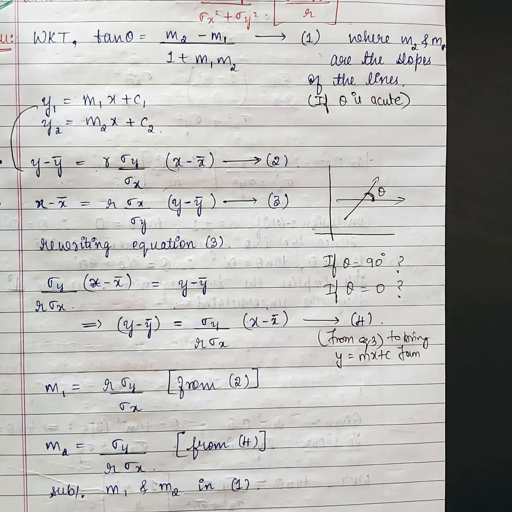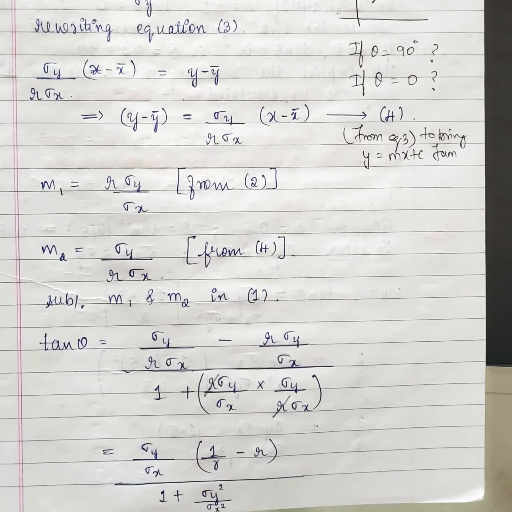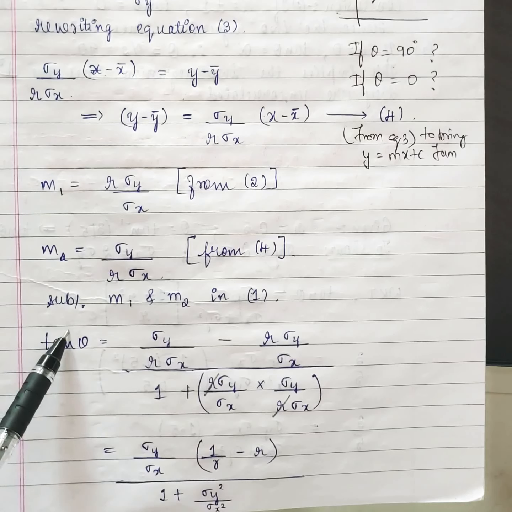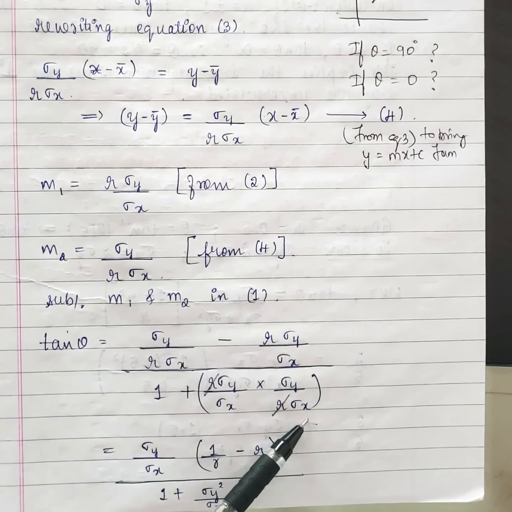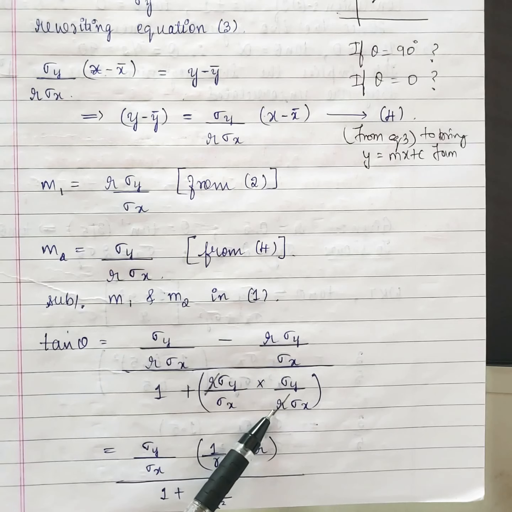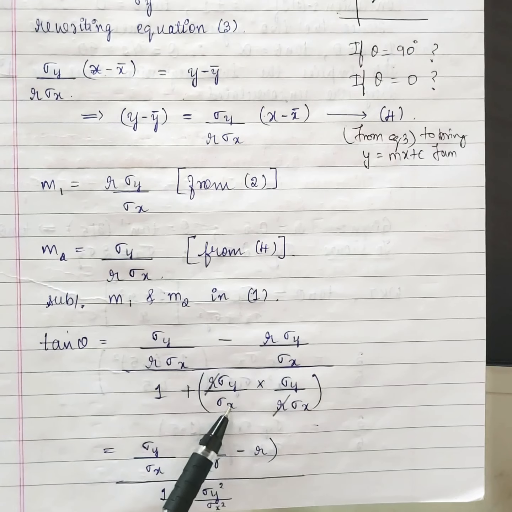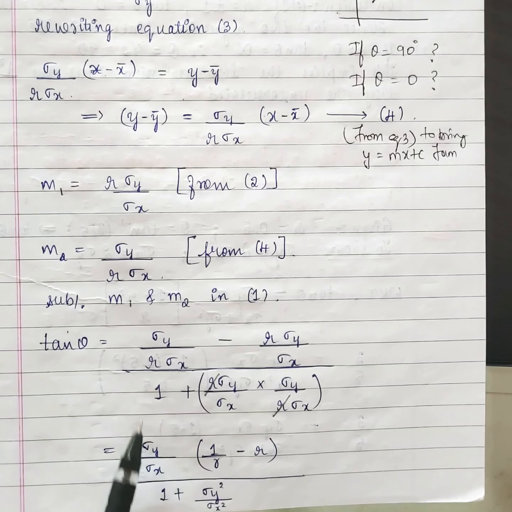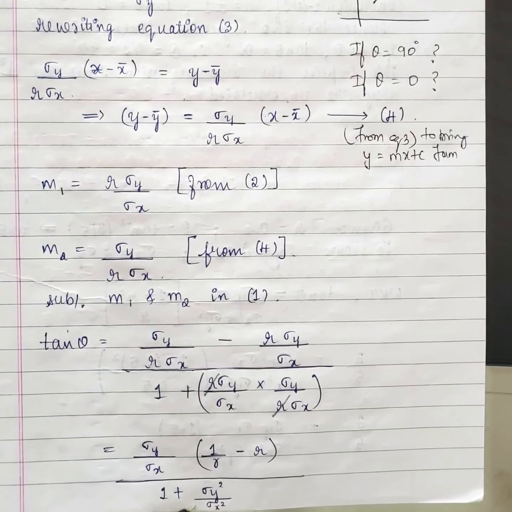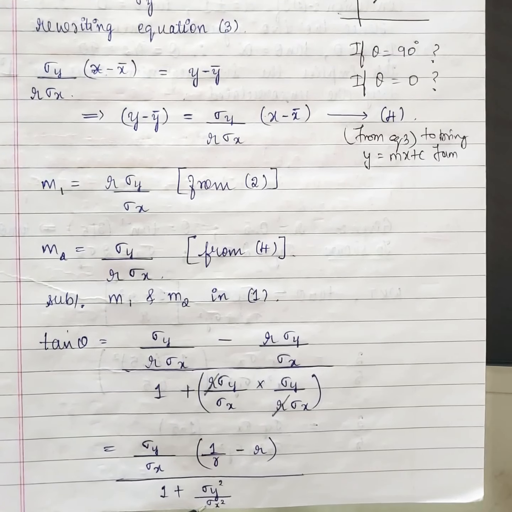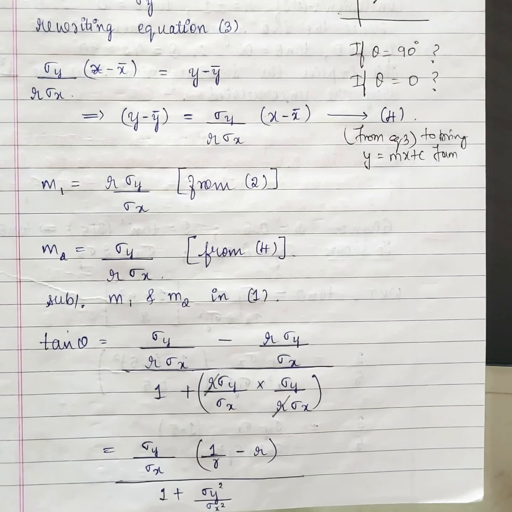You just have to substitute in the tan theta formula. So substituting we get tan theta is equal to m2 minus m1 divided by 1 plus m1 m2. In the product, r and r will get cancelled. The denominator will be 1 plus sigma y square by sigma x square. Okay. So what will happen to the numerator? I am taking sigma y by sigma x common. So 1 by r minus r will come in the numerator, and in the denominator we have 1 plus sigma y square divided by sigma x square. Now we have to just simplify it to get the desired result.